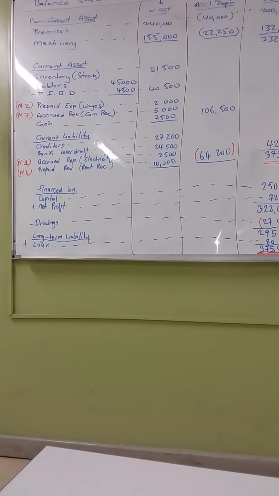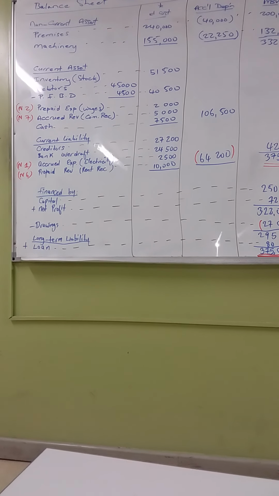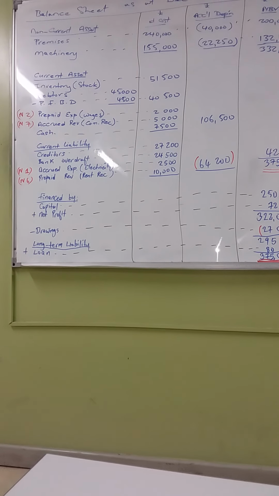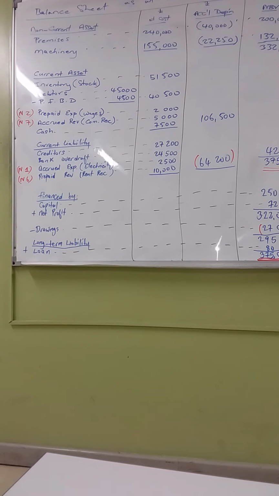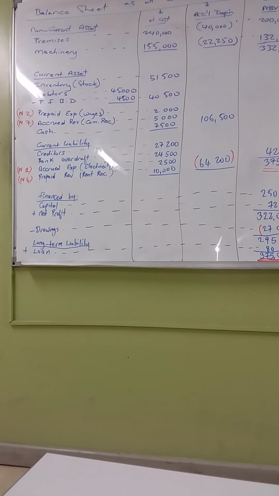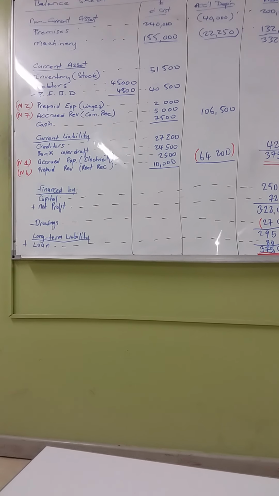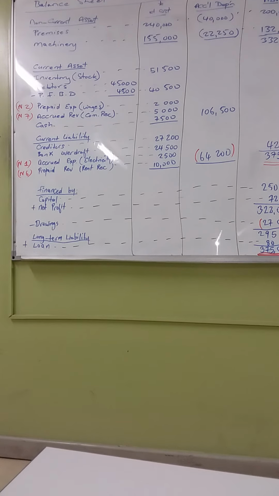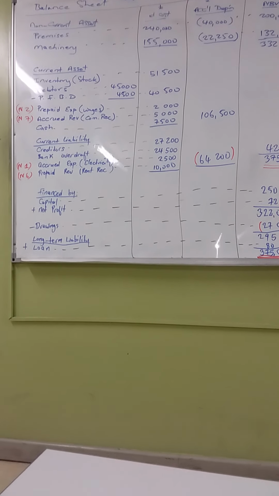Now when you add up the 51,500 plus the 45 plus the 40,500 plus the 2,000 plus the 5,000 plus the 7,500, you get 106,500 to represent your current asset. So the total of your current asset was 106,500. Then you move to your current liability.